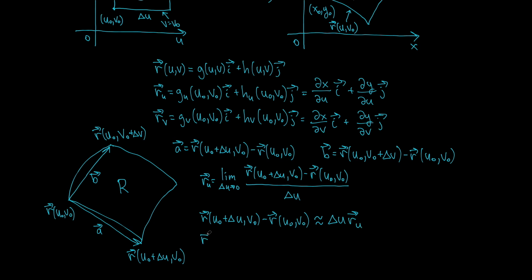Similarly, the vector B can be approximated. So r of u0, v0 plus delta v, minus r of u0, v0, is approximately delta v times r_v. Let's see if I can put these in there. It looks something like this: this is a delta v r_v, and over here would be my delta u r_u. Let me try that a little better.